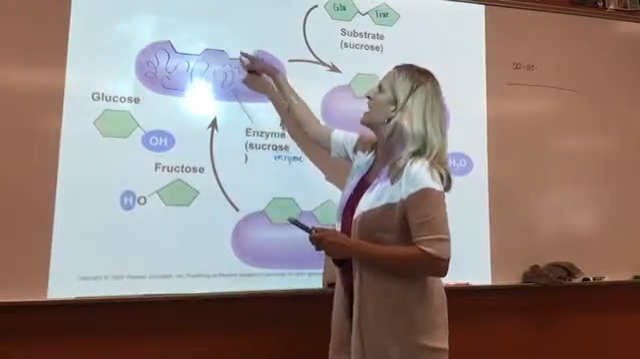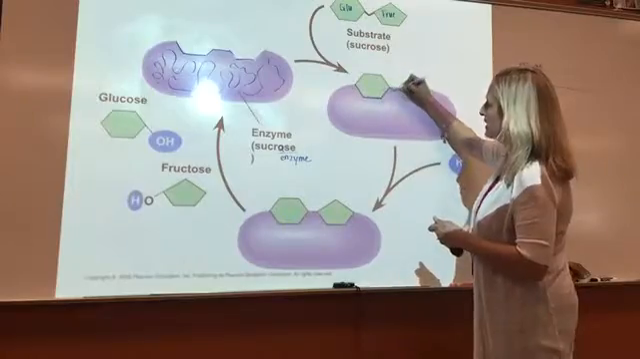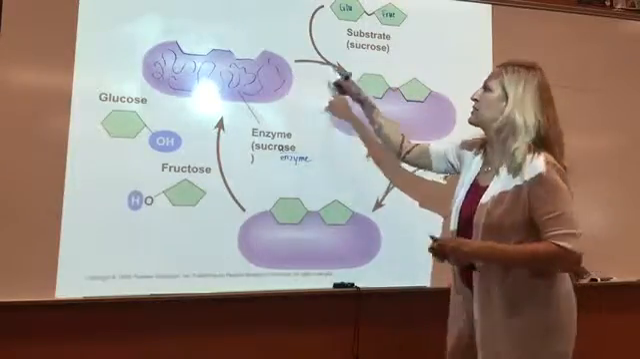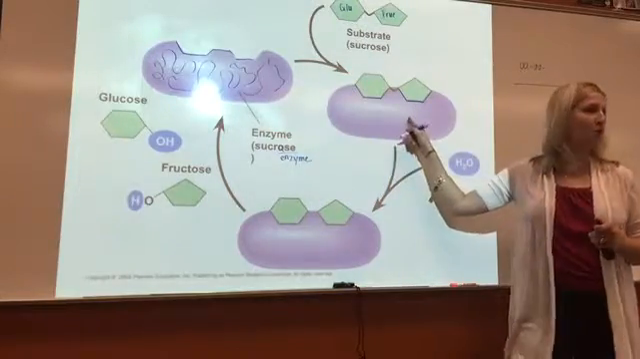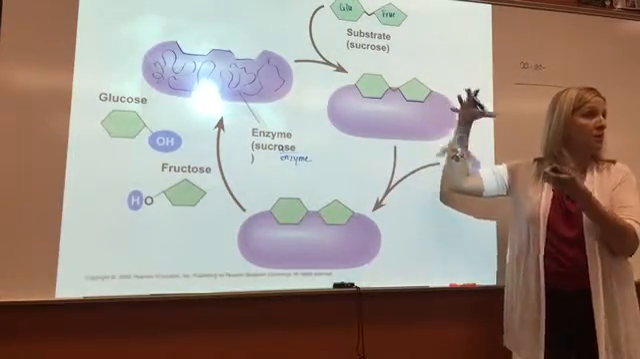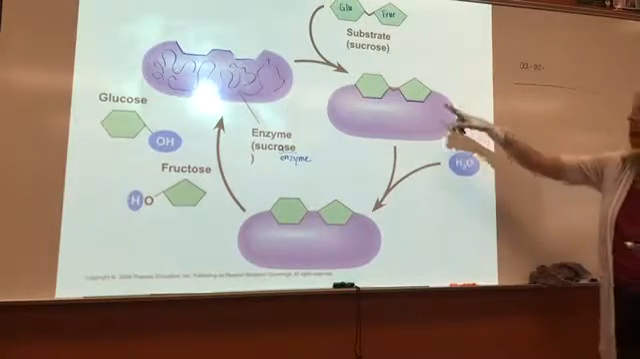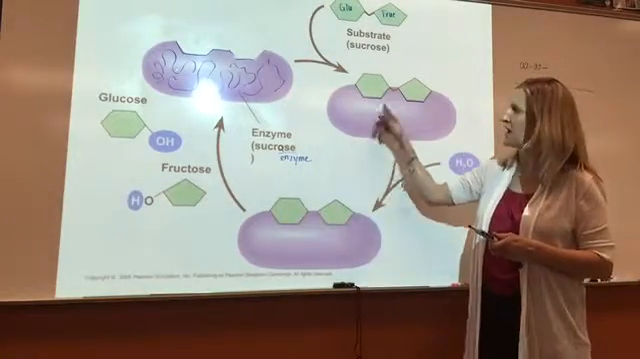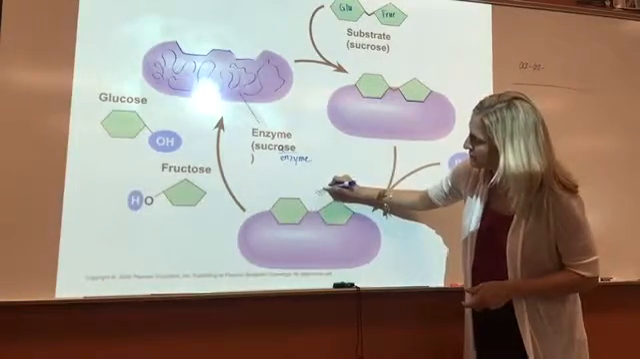Notice the shape of this enzyme and the shape of sucrose. They fit perfectly. So that's why this shape is very, very important. If you change the shape of this enzyme, it won't work anymore because the sucrose won't bind to it. Notice that from this picture to this picture, after they bind, the bond is broken, right? So here our bond is broken.